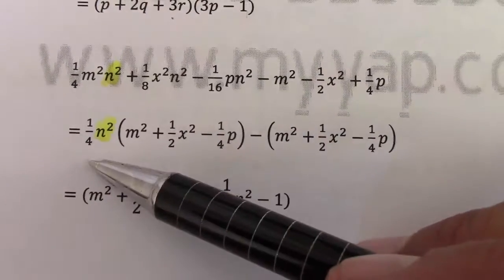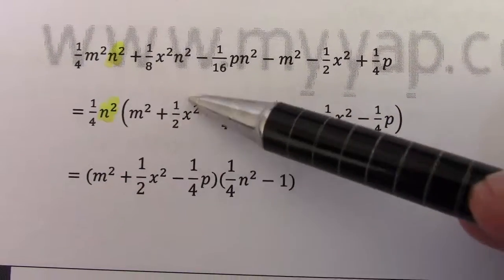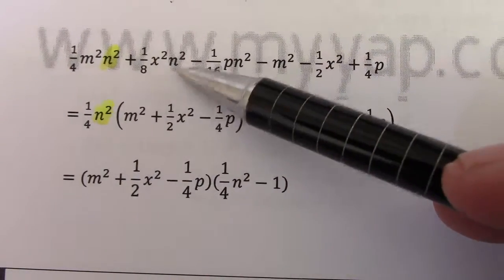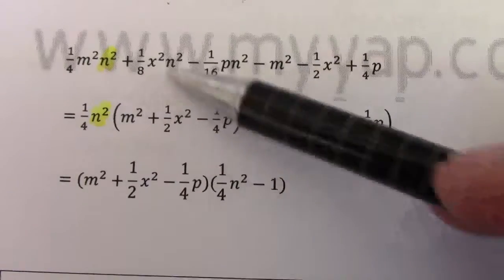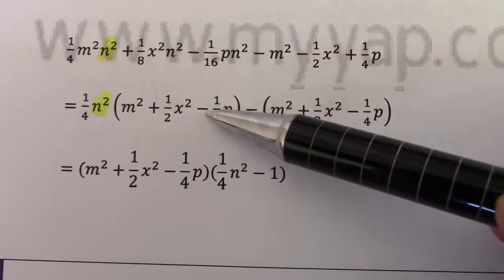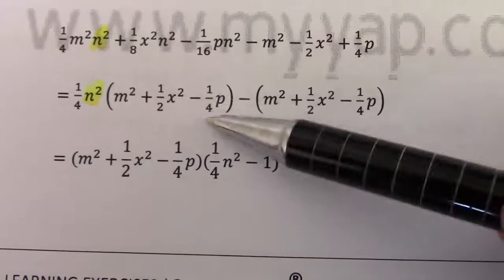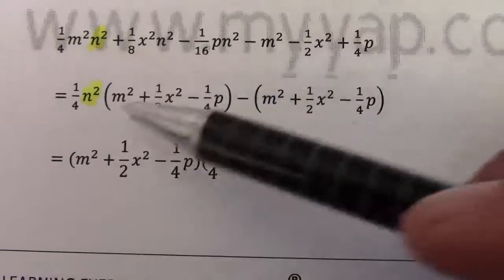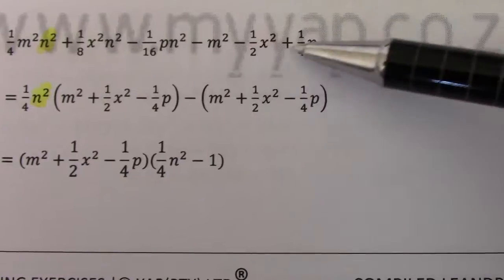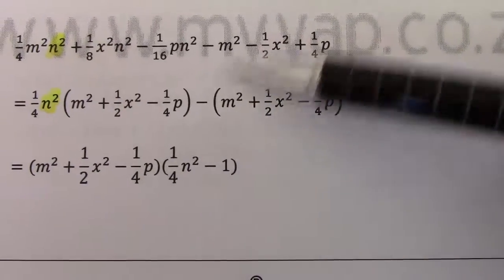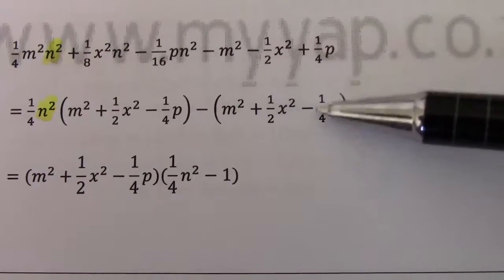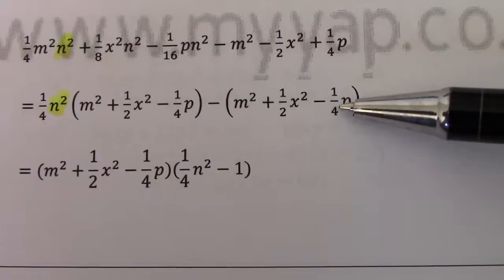1 over 8 divided by 1 over 4 gives me 1 over 2. You should see 4 times 2 gives me 8. n squared cancel, and I'm left with x squared. Negative divided by positive is negative, and then there 4 times 4 gives me 16, and n squared again cancels, and I'm left with p. For these last three, if I remove a negative, I'm left with m squared. That becomes positive half. That positive becomes negative. So the sign simply changes.